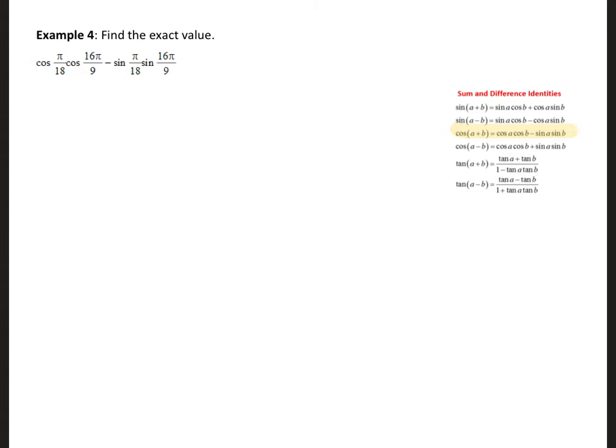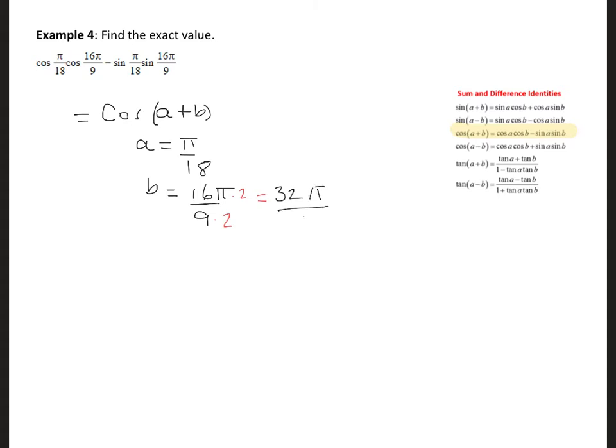And now I just need to work the problem out. So this is going to be all equal to cosine of A plus B. And I just need to know what A and B are. So A is equal to pi over 18 and B is equal to 16 pi over 9. So I'm going to multiply this by 2, that way I have the same denominator. So that's going to be equal to 32 pi over 18.